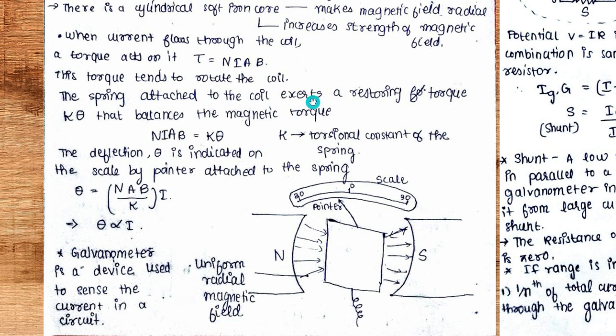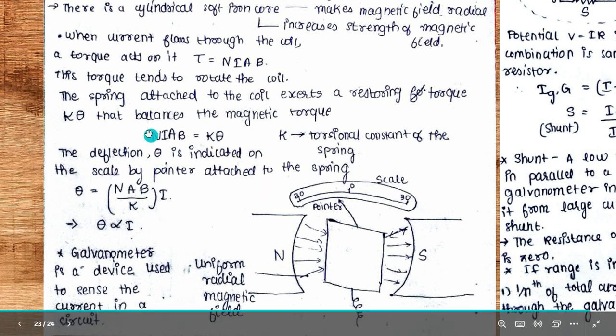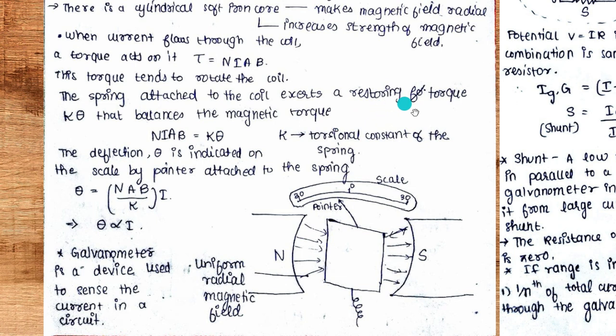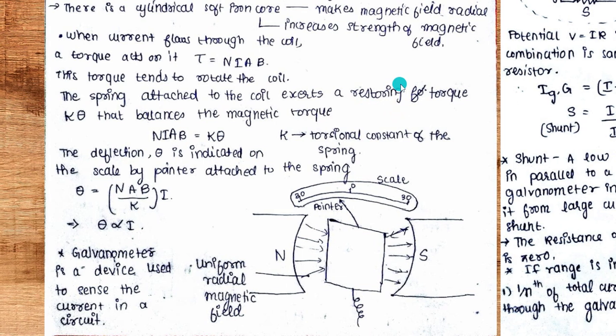So the spring attached to the coil exerts a restoring torque of k theta, right? We have learned in 11th standard that the restoring force because of the spring is Kx. So here it is k theta because the displacement x is theta. Angular displacement is taking place. That balances the magnetic torque. Finally, we have NIAB is equal to k theta, where k is the torsional constant of the spring. The deflection theta is indicated on the scale by the pointer attached to the spring.